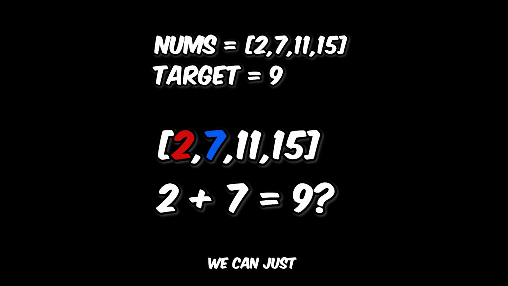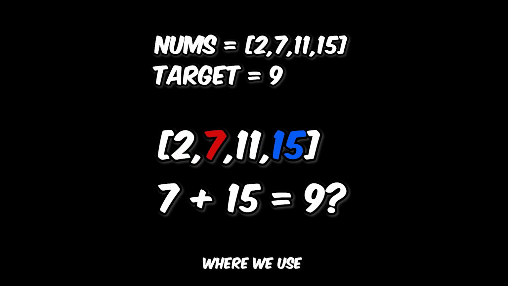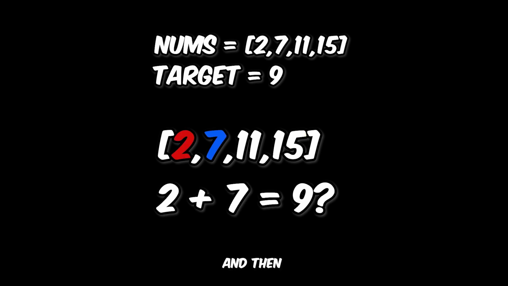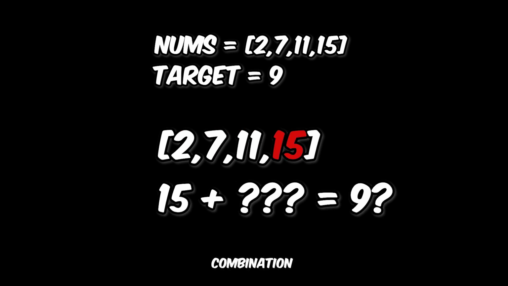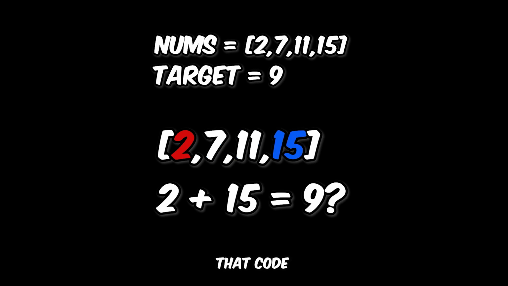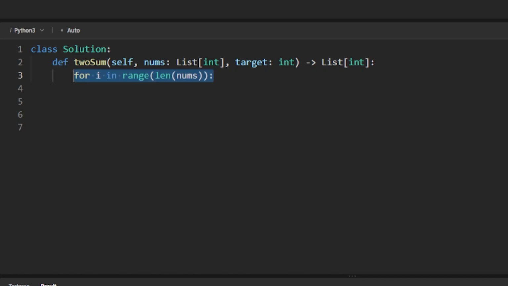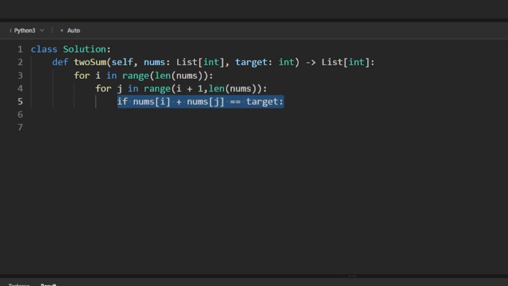Starting off with the brute force solution, this one's pretty intuitive. We can just iterate over the list twice, where we use the first loop to find the first number, and then another loop to find the other number. So all we're doing is just checking every single combination in the list. So let's write that code real quick. Okay, so first we write the first loop, then we write the second loop, and now we're going to check if nums[i] plus nums[j] equals the target. And if they equal each other, then just return the indices.